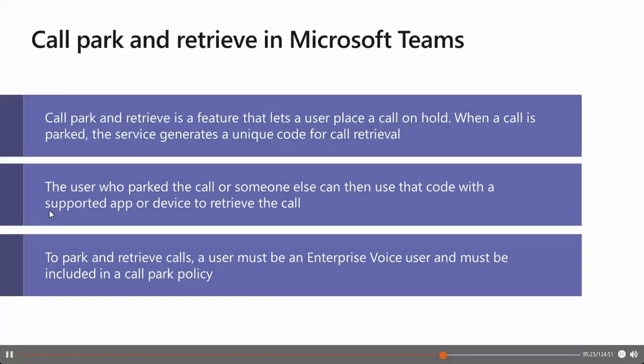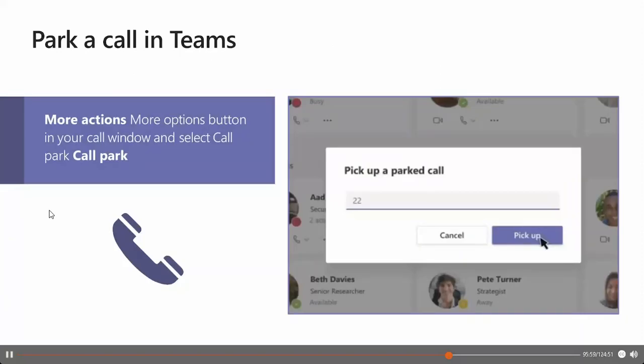Another example could be a support representative parks a customer call and sends an announcement on the Teams channel for an expert, for example, to retrieve the call and help the customer itself. An expert enters the code in Teams client to retrieve the call, and then we can work through the whole process. So to park and retrieve calls, a user must be an enterprise voice user and must be included in a call park policy itself. To place a call on hold on one device and pick it up from another device is also known as call parking. So what I mentioned.